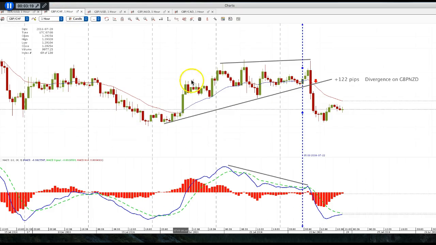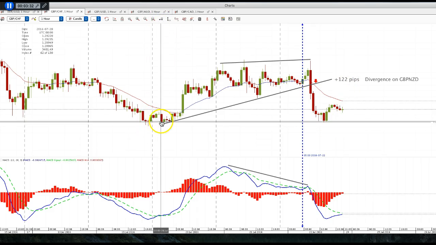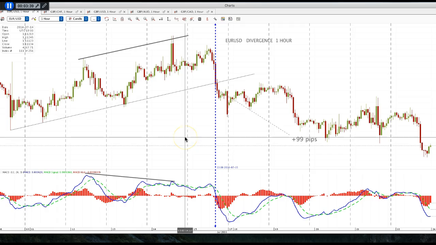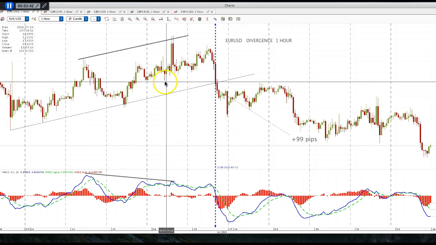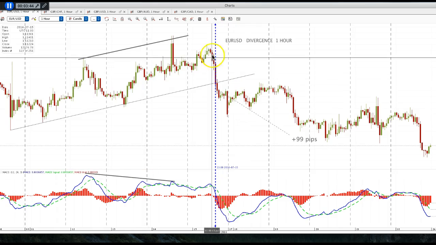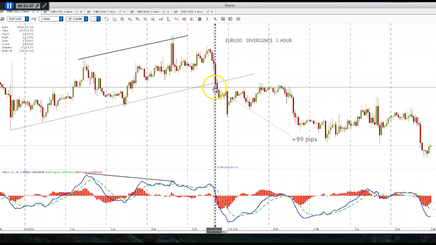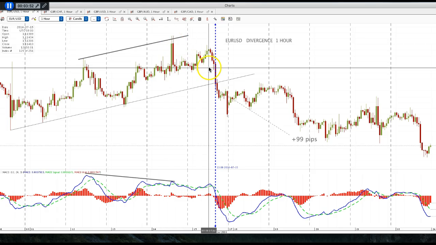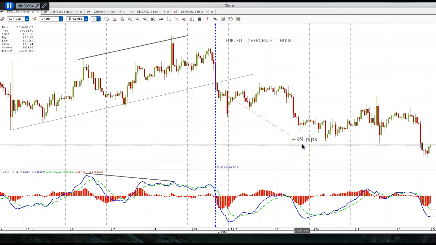Pound Swiss, the same thing. Divergence, with the blue line representing the 4-hour crossover, confirming the divergence setup. And that was about 122 pips to the support level right there. Euro dollar, this is a trade that was taken back on the 15th, I believe. There was the divergence setup, the blue line again representing a confirmation on the 4-hour chart that this divergence you see on the 1-hour chart is valid, and this shot down for about 100 pips.